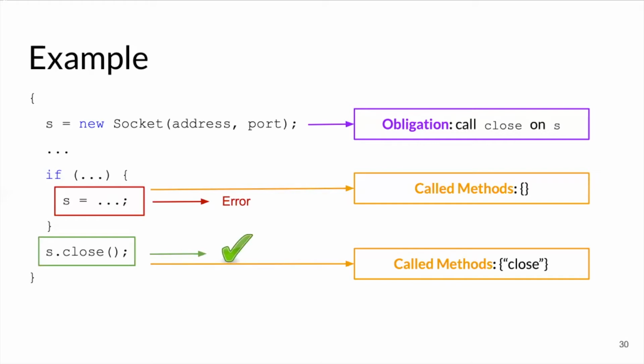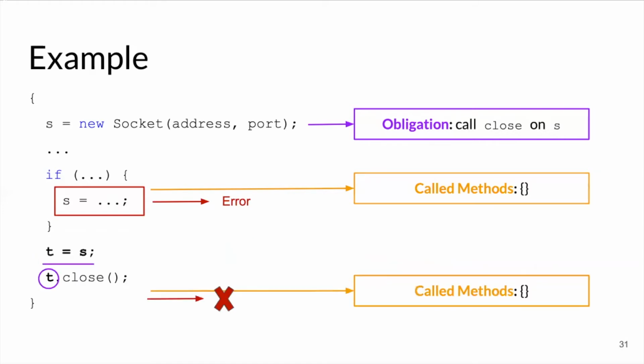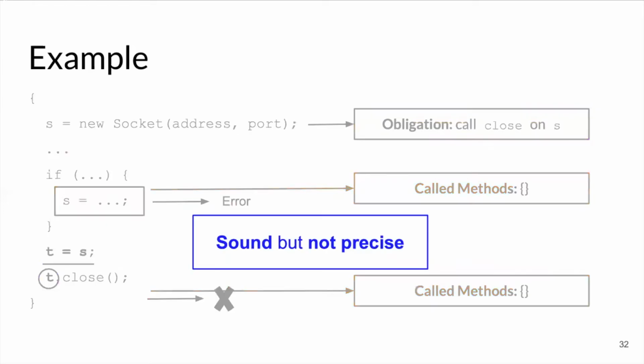This analysis is sound, but imprecise without having alias analysis. It can't even handle this simple example, in which T and S are must aliases, and close is called on T. So Martin is going to explain to you how we improve the precision in our tool.